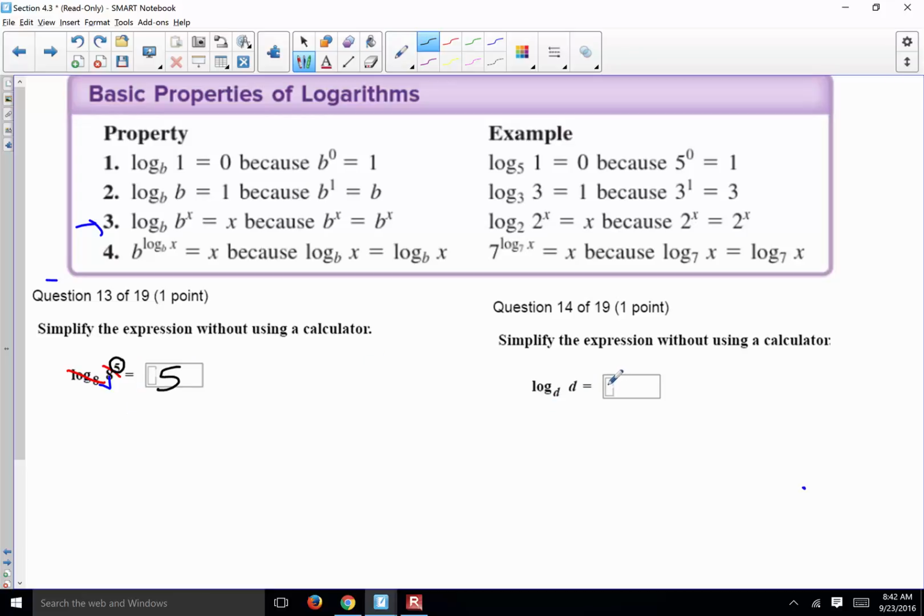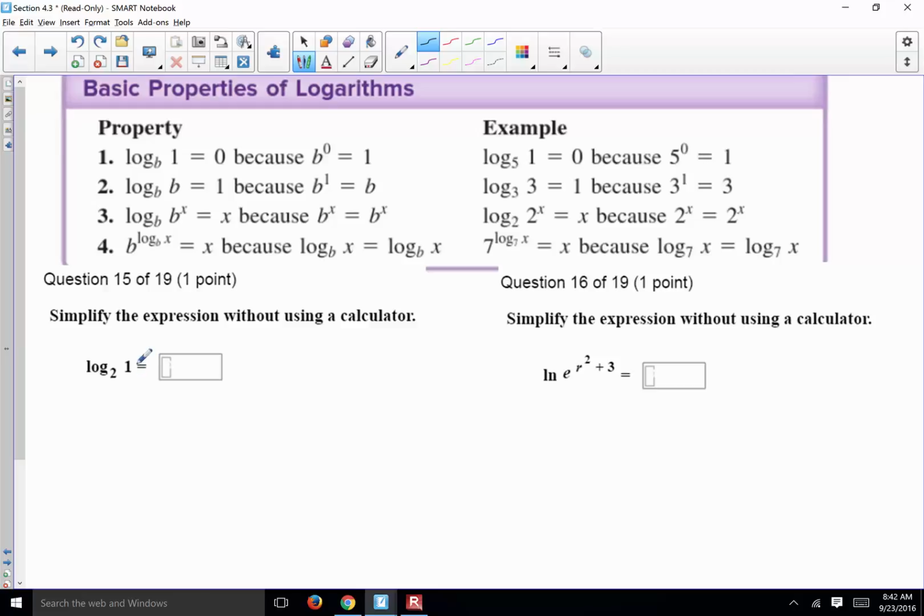How about this one? This is easy. What is logarithm of d to the d? I don't know what d is. I don't care. It's 1. It's rule number 2. Rule 2. This is rule 3.